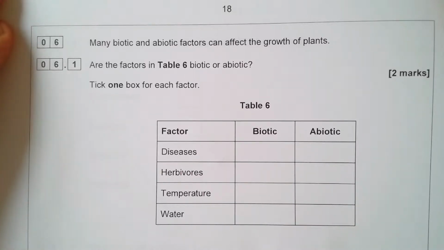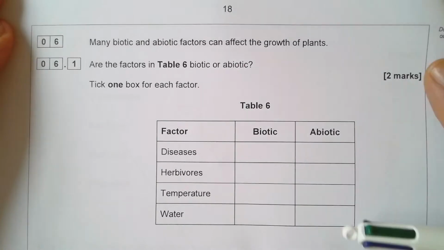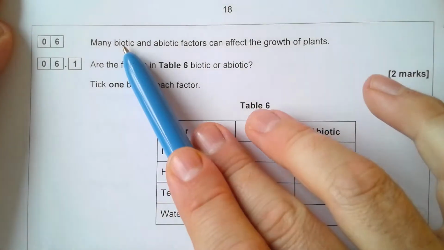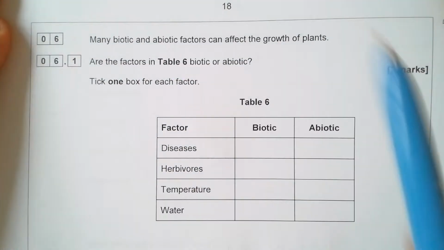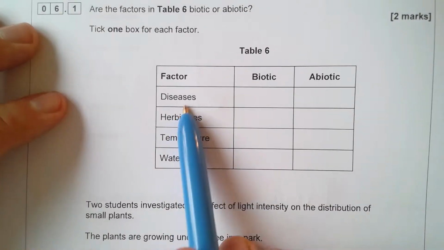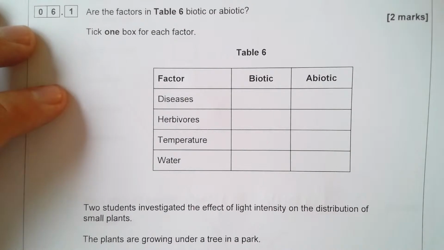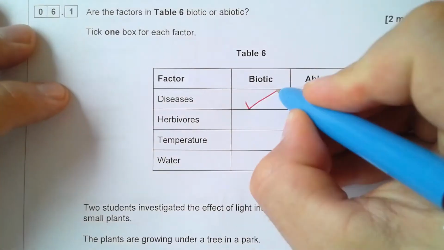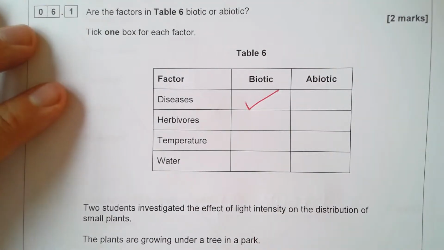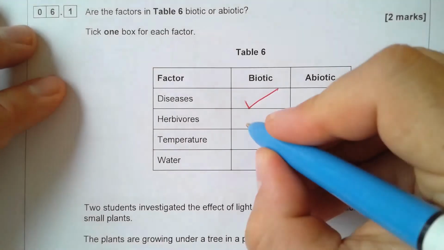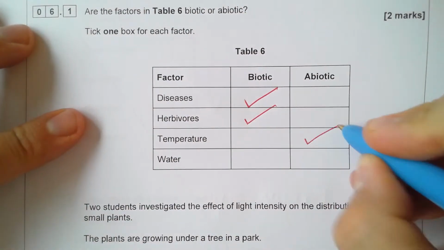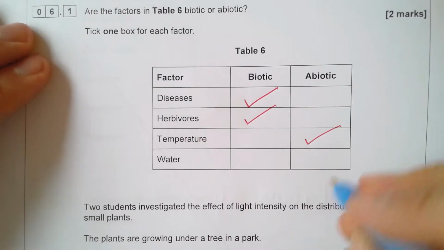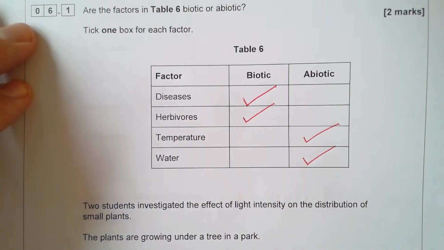Question 6, we're looking at biotic and abiotic factors. So biotic are living factors, abiotic are non-living factors. If we have a look here, diseases are caused by pathogens which are living, so that is biotic. Herbivores, animals that eat plants, are alive, so that's also biotic. Temperature, non-living, abiotic. Water, non-living, abiotic.